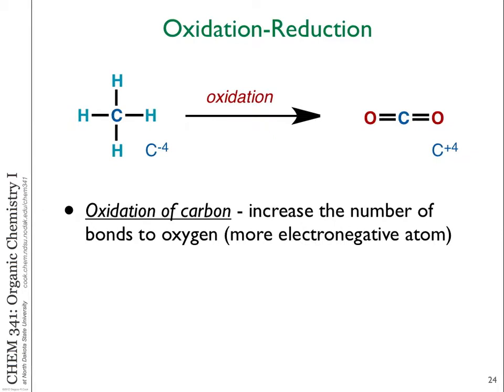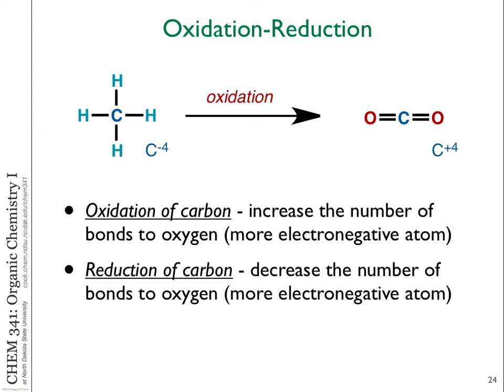Some like to think about that as decreasing the number of bonds to hydrogen. That's not necessarily that accurate either. The reverse process is a reduction. And so we would refer to a reduction of carbon as decreasing the number of bonds to a more electronegative atom. Usually that's increasing the number of CH bonds. Usually, not always, but usually.